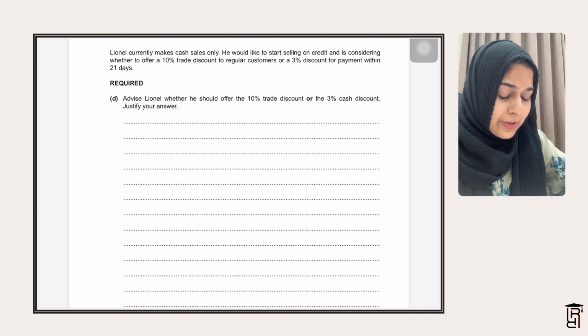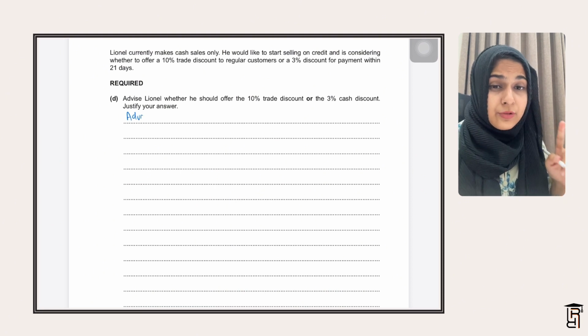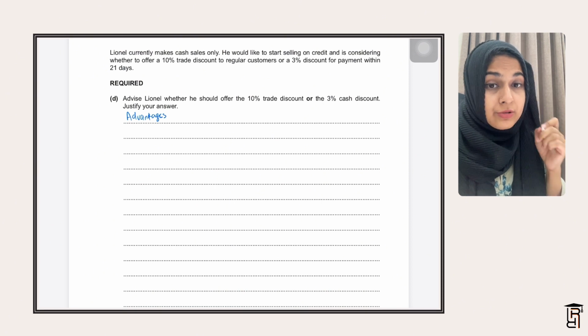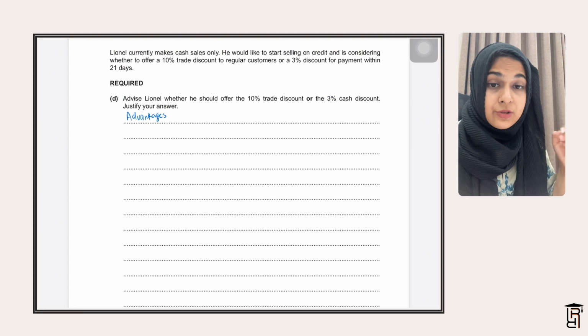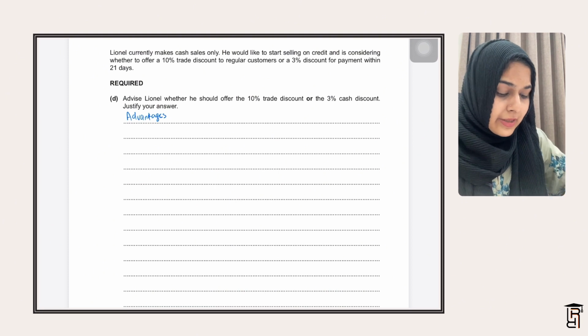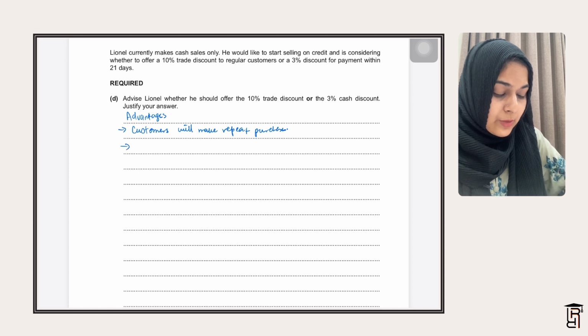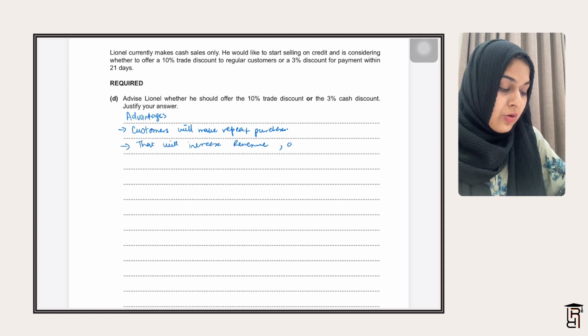So you can write here the advantages of trade discounts. I'm telling you guys, you need to write this in paragraphs. I'm writing points here, but you need to write this in proper paragraphs so that you can get full marks. So you write here, the advantage of trade discount would be that more loyal customers will make repeat purchases. When customers make repeat purchases, that will increase revenue. Also, it will increase profit.